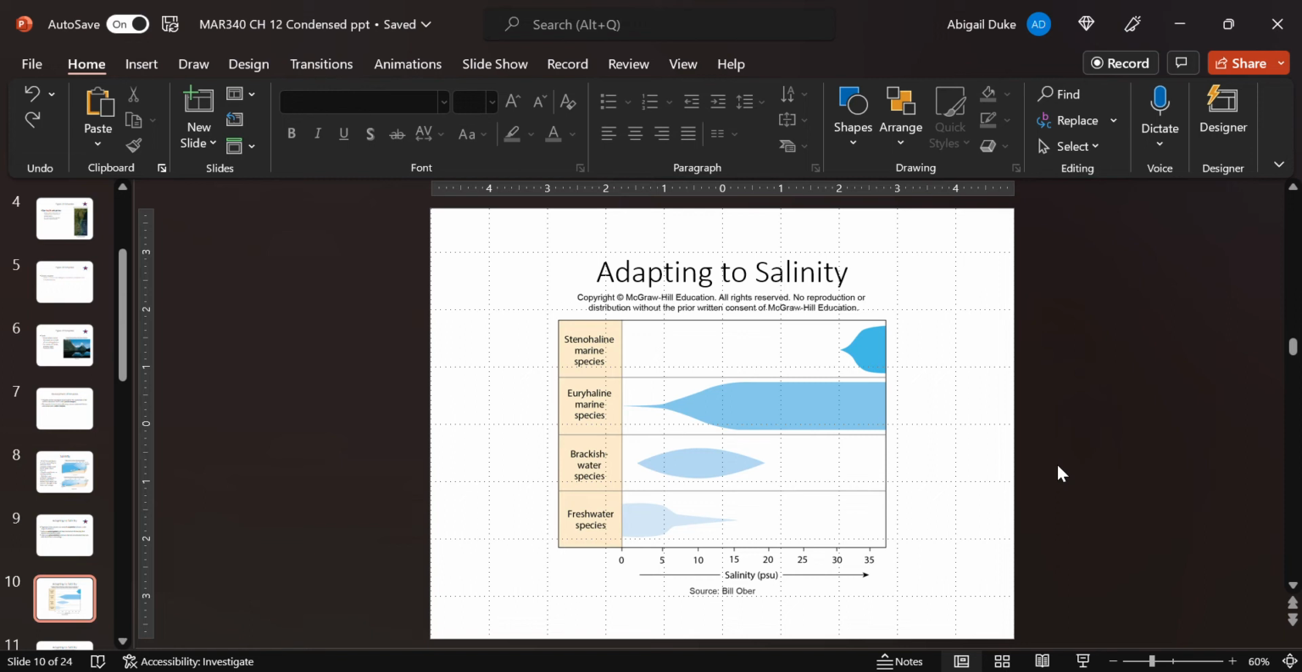Alright, so this image is on page 280. It's figure 12.5. And the description says types of species living in idealized estuaries in relation to salinity. The width of these bars represents the relative number of species or biodiversity.